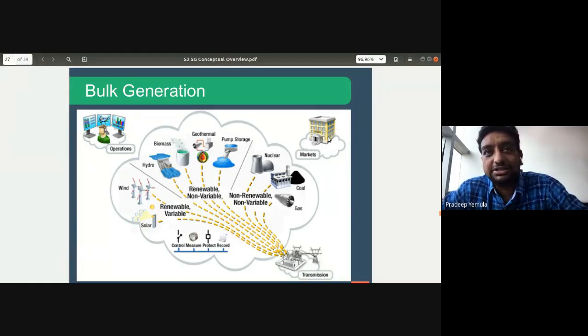Now, on the right, markets domain, you can see. On the left, you can see operations domain. And down, you can see the transmission domain. So this is connected with all.